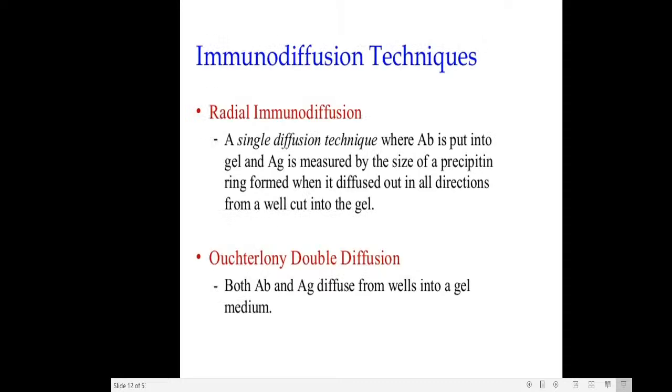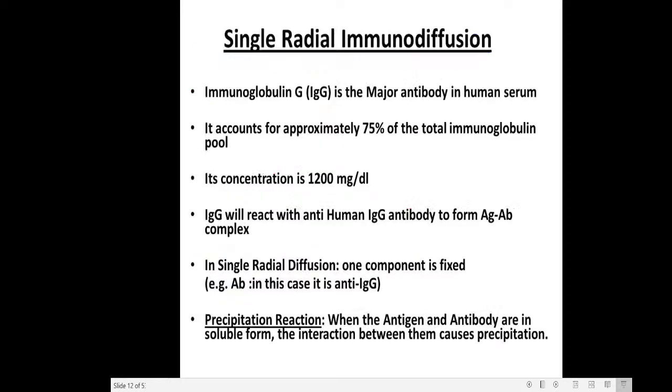In this we have radial diffusion. Radial diffusion is a single diffusion method, and another one is the double diffusion method. In the radial diffusion method, the antibody is put into a gel and the antigen is measured by the size of the precipitation. In the double diffusion, both antibody and antigen diffuse from wells into the gel medium. So we have an example.